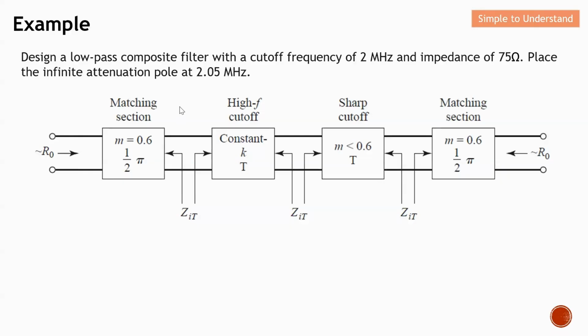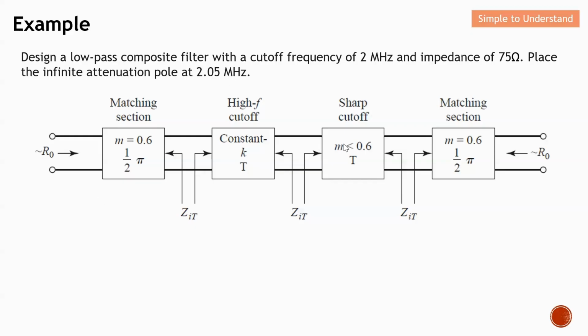Let's come to the working example of image parameter filter design. In this example, we are tasked to design a low-pass composite filter with a cutoff frequency of 2 MHz and an impedance of 75 ohm. So basically, the impedance needs to be achieved at 75 ohm. We also need to strategize placing an infinite attenuation pole at 2.05 MHz. So this will be the design of the composite filter.